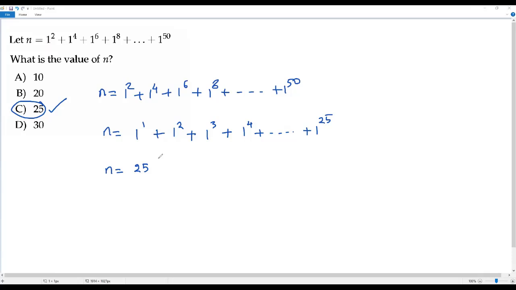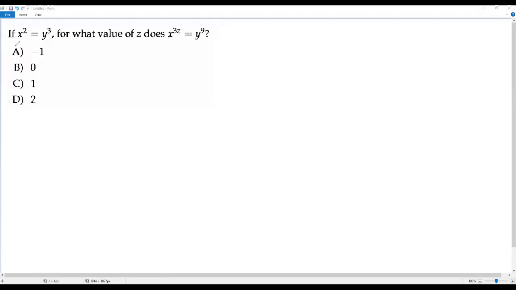Now let's see another problem. Here we have the next problem. If x squared equals y to the 3rd power, for what value of z does x to the power of 3z equal y to the 9th power? That is, we have to solve for z, the value of the variable z in the equation x to the power of 3z equals y to the power of 9.